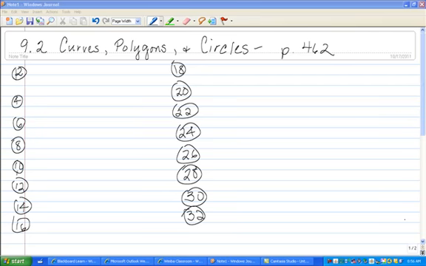Today let's take a look at 9.2 on curves, polygons, and circles, and we'll be working some examples from section 9.2. Those exercises begin on page 462. Number 2 says a segment joining the center of a circle and a point on the circle is called, it's going to be a radius. We have the circle illustrated right up above. Number 4, a chord that contains the center of the circle is called a diameter.